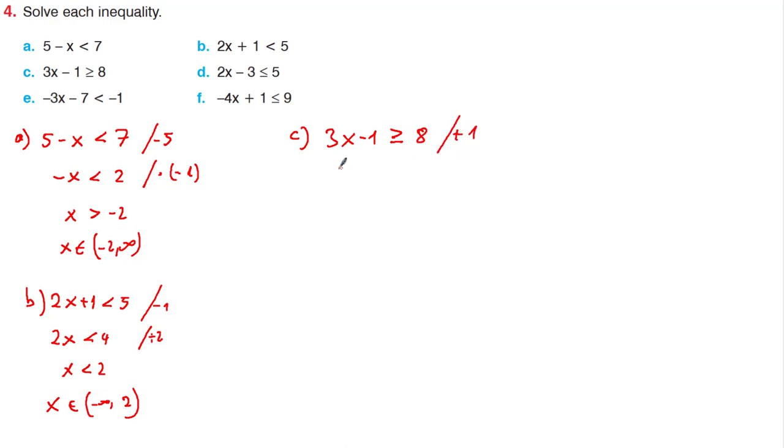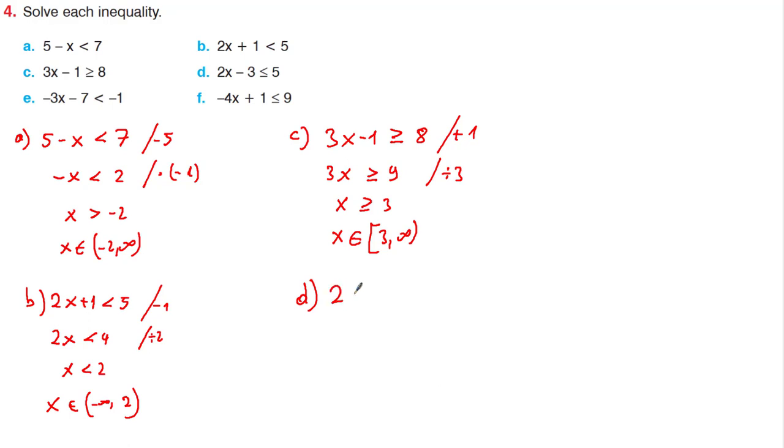Under C, we get 3x minus 1 greater than or equal to 8. We will add 1 to both sides, so 3x is greater than or equal to 9. We will divide both sides by 3, so x is greater than or equal to 3. As a set, x is an element from 3 to infinity, but now because 3 is included, we should use a square bracket.